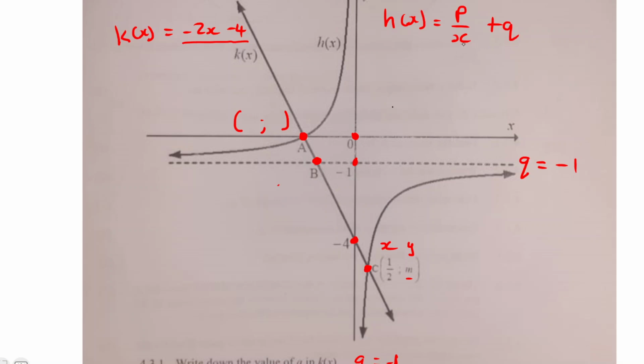We cannot use anything on the hyperbolic graph because the only thing that we know so far for the hyperbolic equation, we don't know what p is, we don't know what x is, we just know q is negative 1. So we can't do anything here. We can't find this x-intercept of the hyperbolic graph. But we can find this one of the straight line. They are intersecting at that point. So let's use this equation now to find that x-intercept of the straight line.